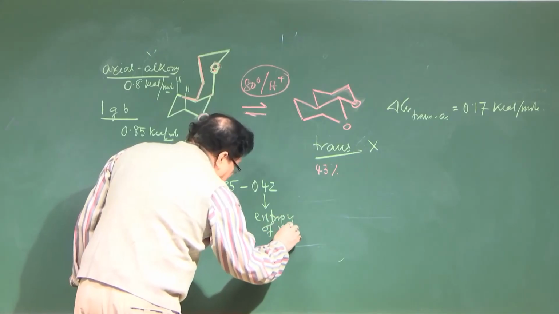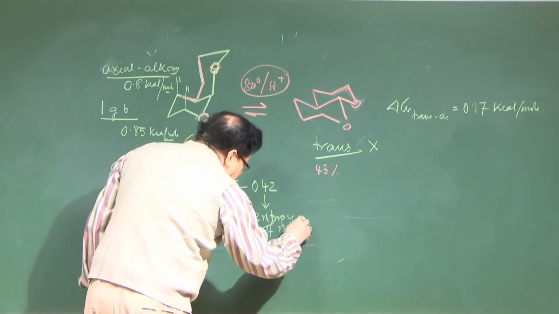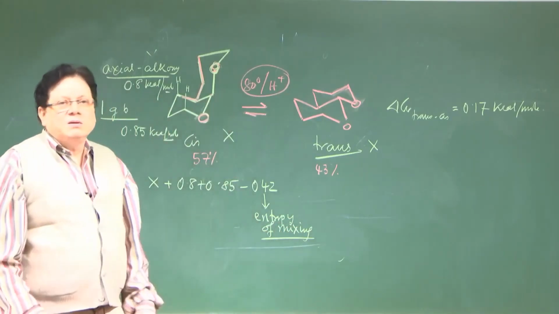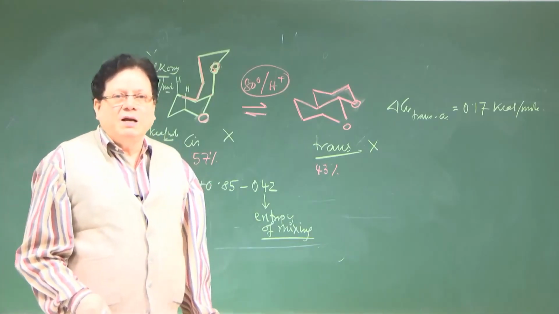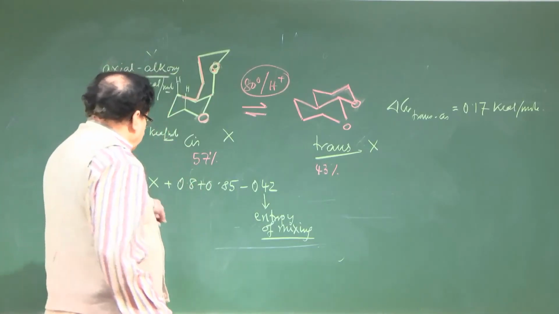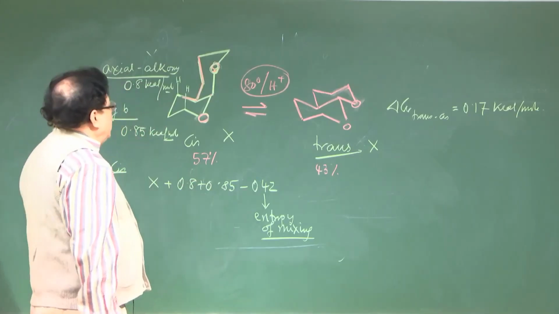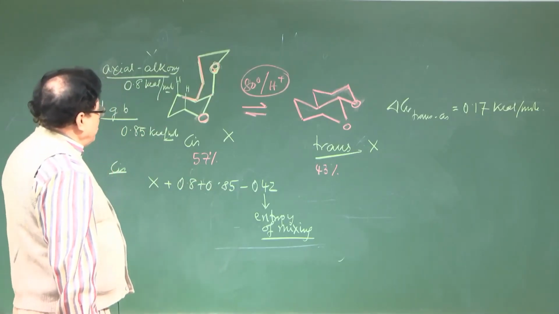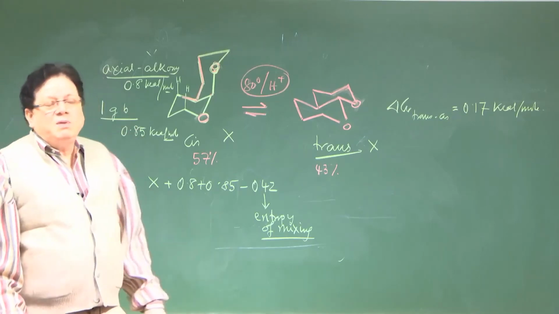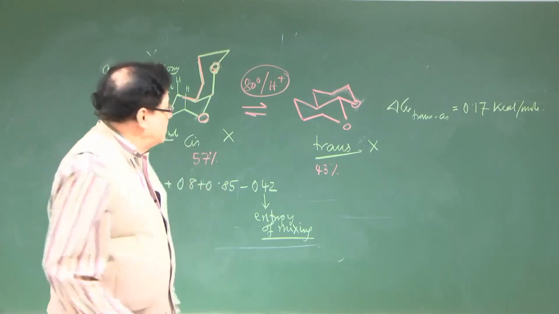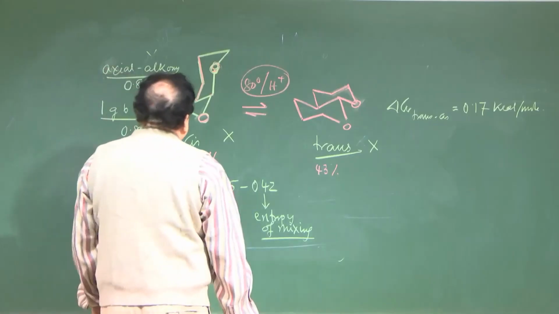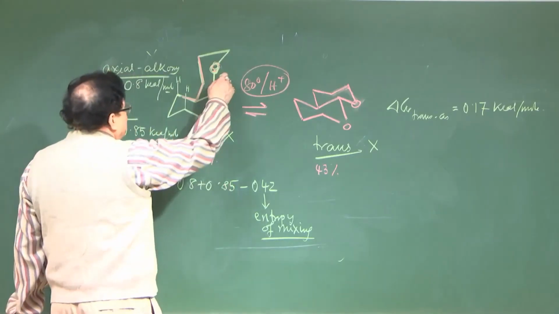So, this is your entropy of mixing. How does it arise? Because the cis one can exist in two equally populated conformations. That is now the scenario for the energy of cis. Now, let us consider that we have overlooked one thing, the presence or absence of the anomeric effect. Again, remember what the anomeric effect is?